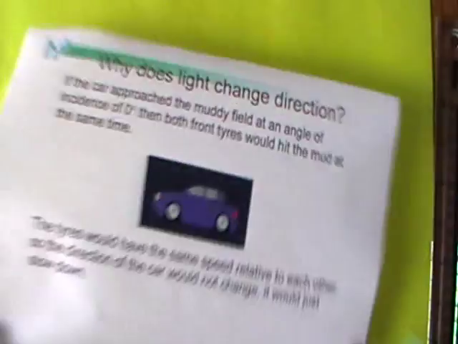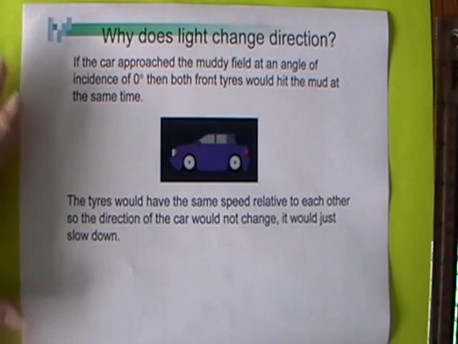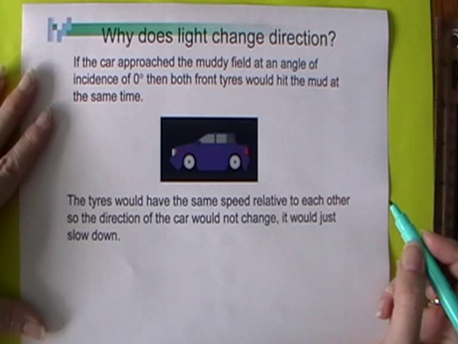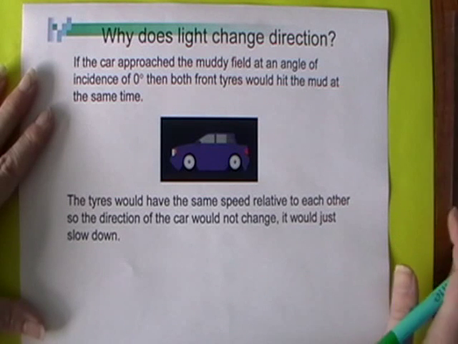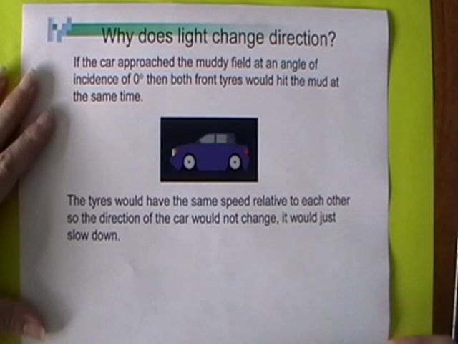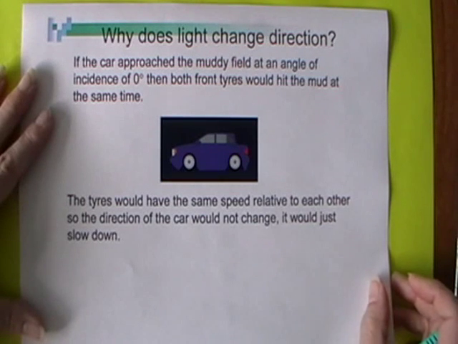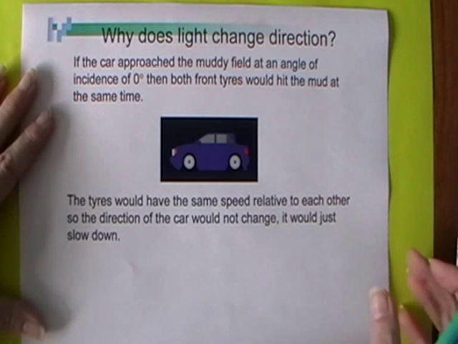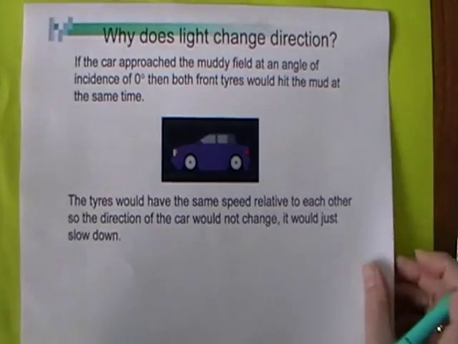Now why does this happen then? Why does light change direction? If we think about if the car approached the muddy field at an angle of incidence of 0 degrees, in other words along the normal, then both front tyres would hit the mud at the same time. Both tyres would then have the same speed to each other, so the car would just pass straight through the mud and would not change direction. All that would happen would be it would just slow down. And the same happens with light. It slows down as it moves from one medium into another.